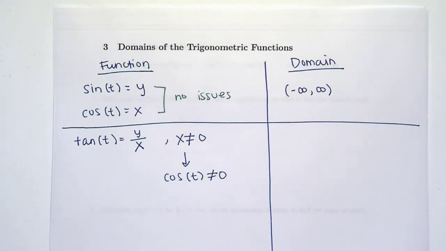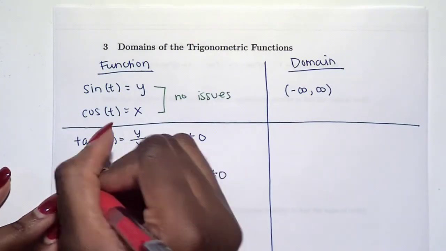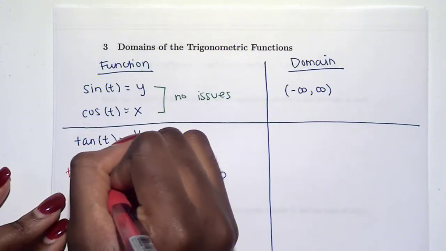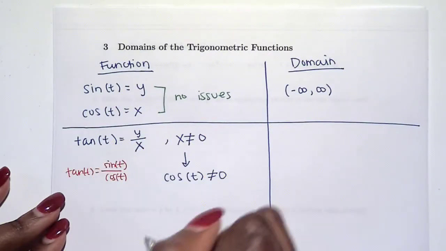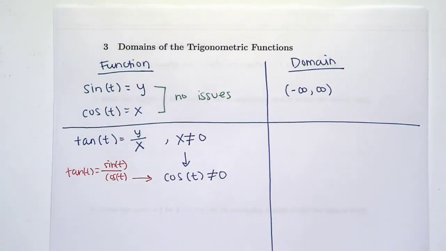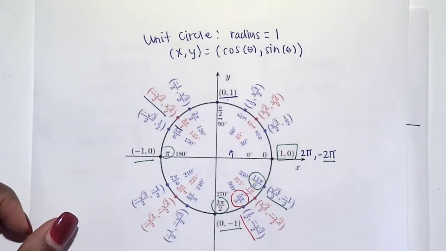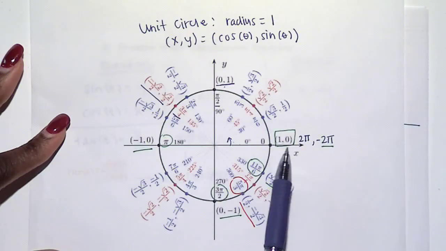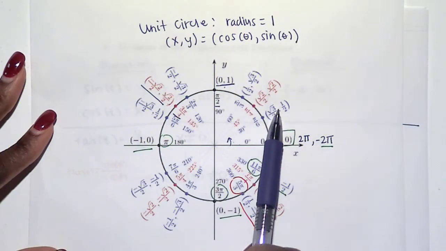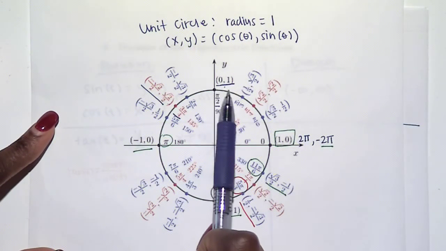A little side note, remember, tangent of t is sine of t divided by cosine of t. So that means cosine of t cannot equal 0. Now we have to think about, okay, what kind of values will make cosine of t 0? Luckily, we have a unit circle to help us out. Remember, cosine is our x value. So let's look on our unit circle. Where do we have x value equals 0? Well, we have it right here at pi over 2.